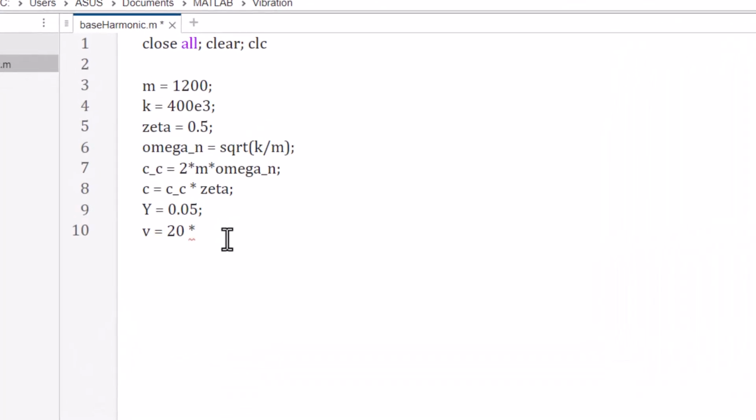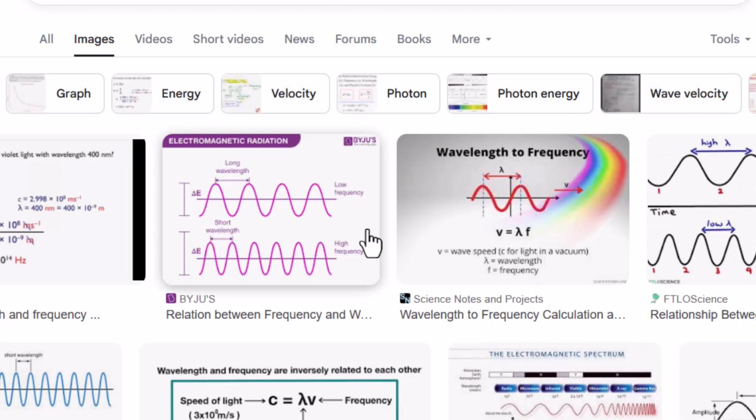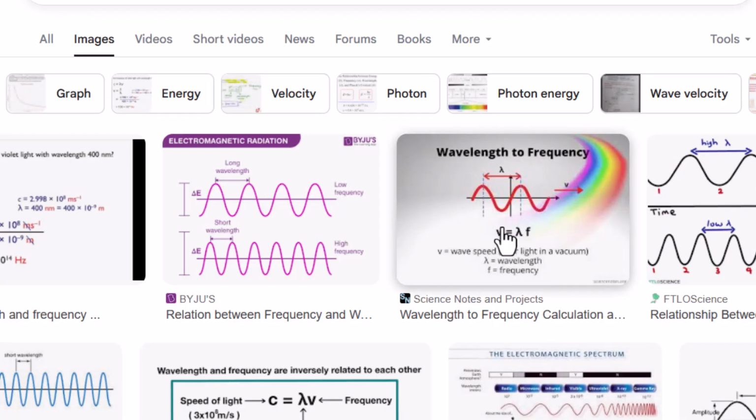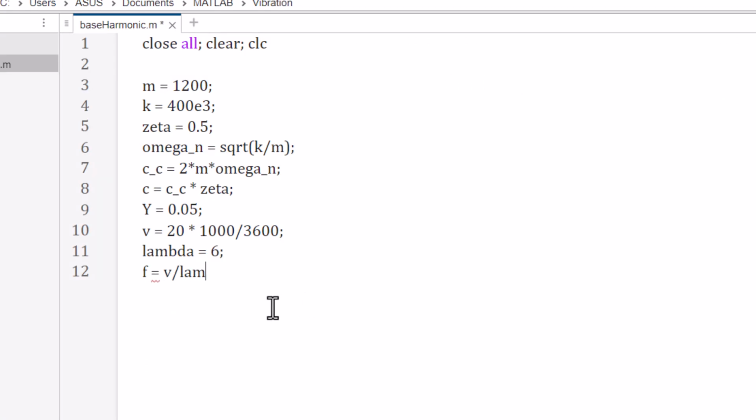I convert it to meters per second. So I multiply it by 1000 and divide it by 3600. And lambda was 6 meters. Now f, according to this equation, is v over lambda. And omega, which is the angular frequency, is 2 times pi times f.